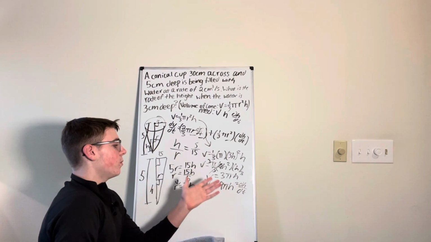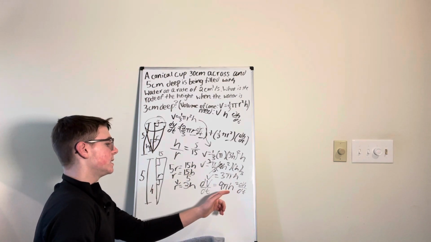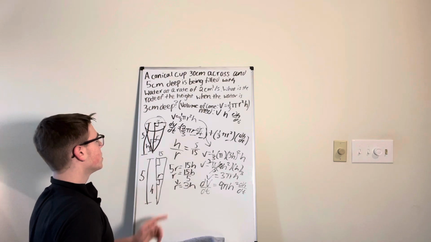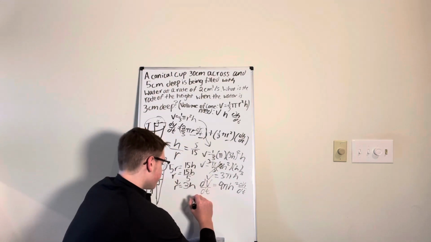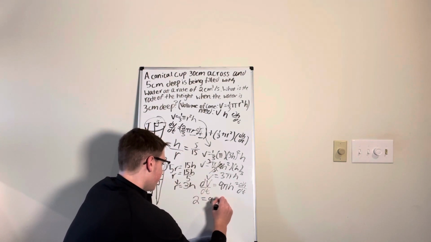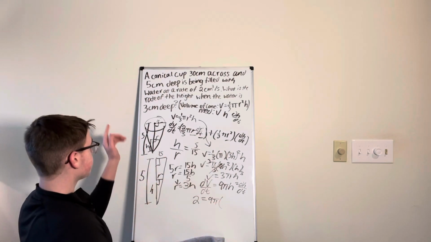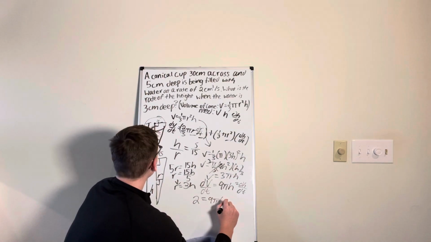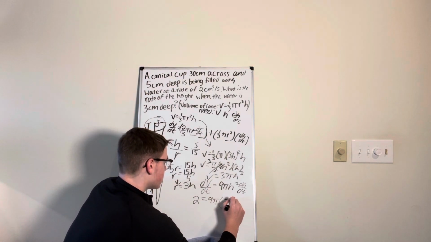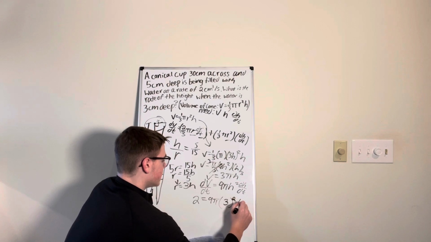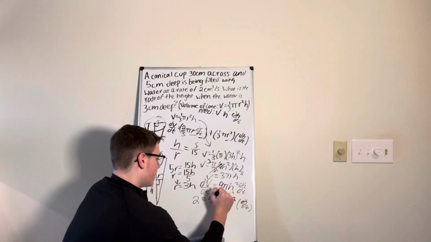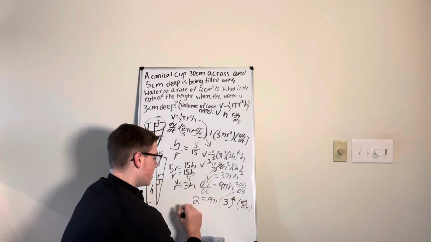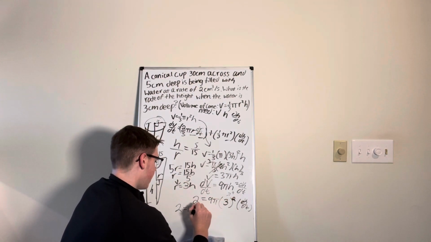Now we have everything we need. We're solving for dh over dt. We have height and we have dV over dt. So dV over dt is 2, which equals 9 pi times the height, which is 3 centimeters. The water is 3 centimeters deep. So 3 centimeters squared, which is 9, times dh over dt, which is what we're solving for. And then 9 pi times 9 would be 81. So 2 equals 81 pi dh over dt.